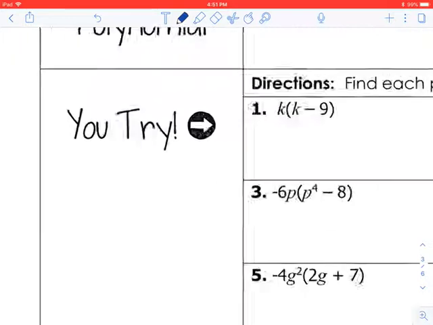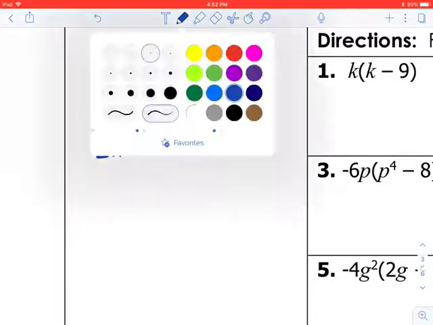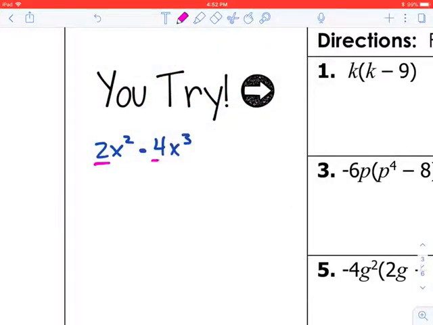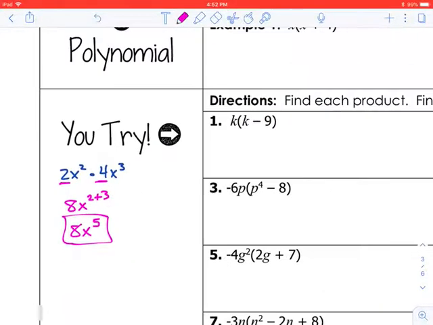Okay, so before we do any of these, let's review. So if I have 2x squared times 4x cubed, what I need to make sure I'm doing is multiplying the numbers together. So 2 times 4 is 8. And then x, I'm going to add the exponents. So it's really x to the 2 plus 3. So 8x to the 5th. Okay? So the confusion sometimes is, to multiply these, you are not multiplying the exponents, only the numbers in front.